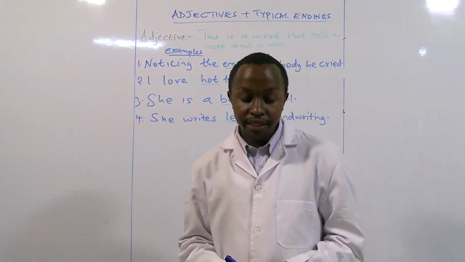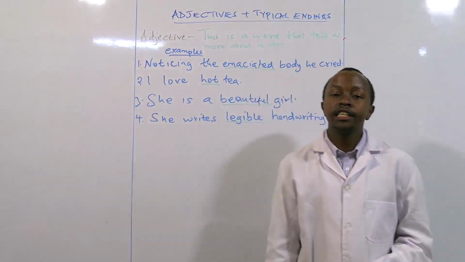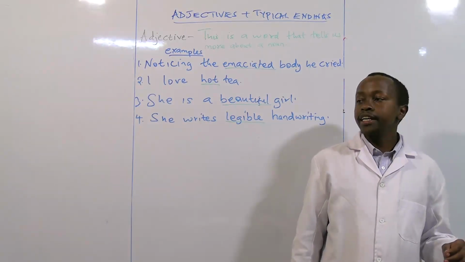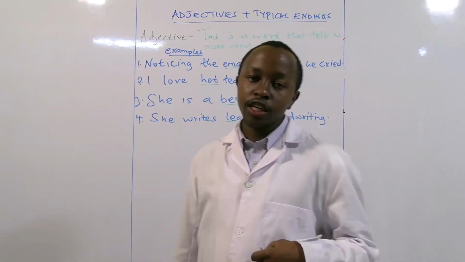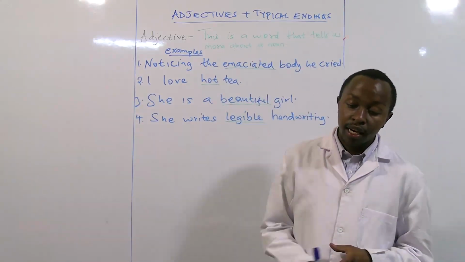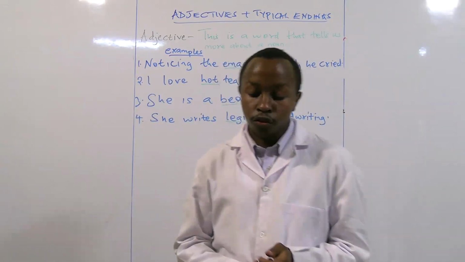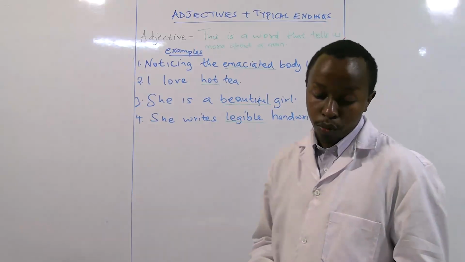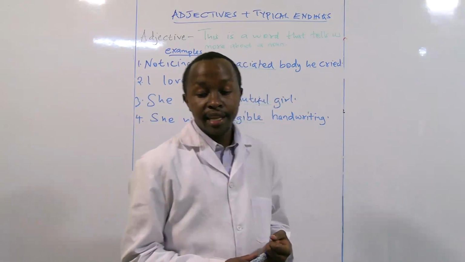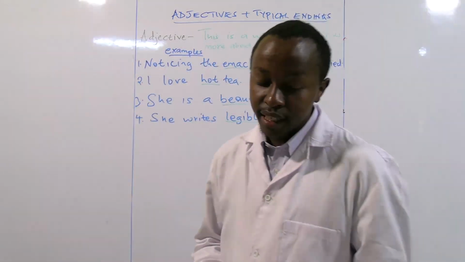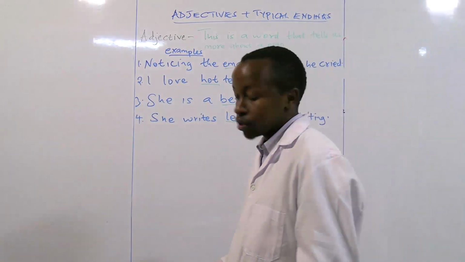Now, having said this, the typical endings of different adjectives depend largely on the root of the word, from which they are formed. Most of the adjectives are normally formed from nouns as follows.